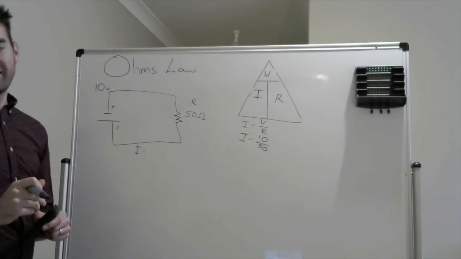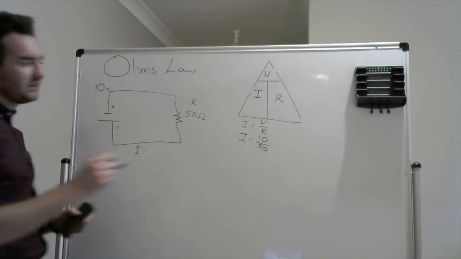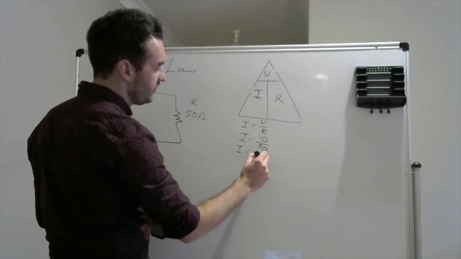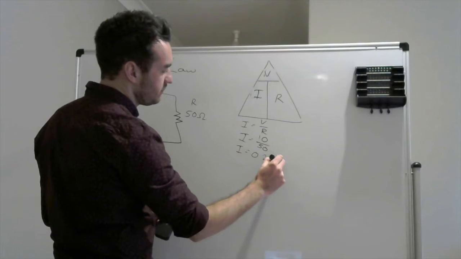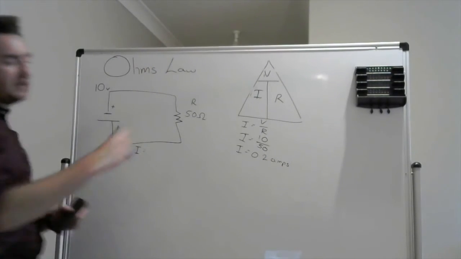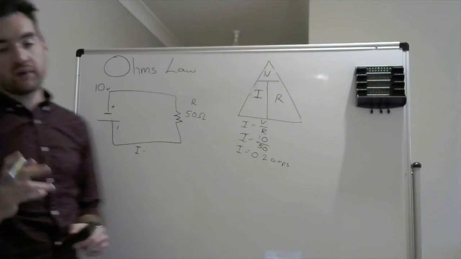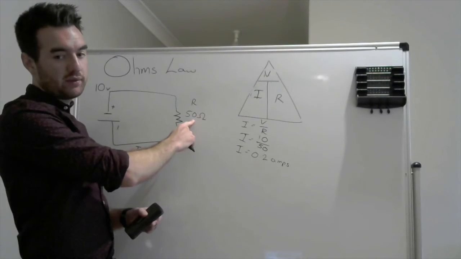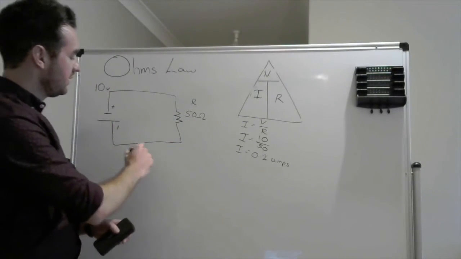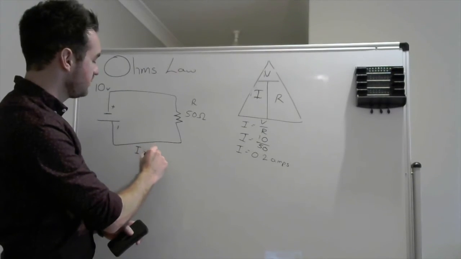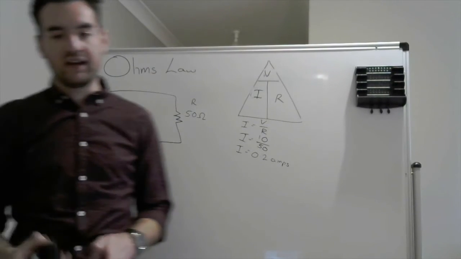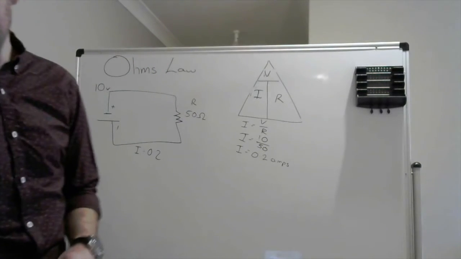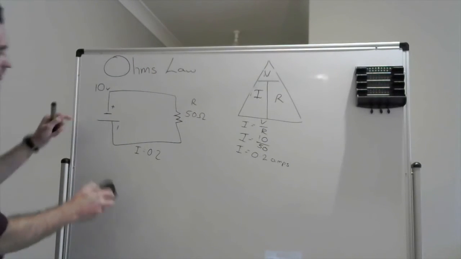Let me pause that and try again. But if you see what we did to the first one, I equals 0.2 amps. And that is the answer we got for the first question. The first question we didn't know the resistance, but we knew that there was 10 volts, I equaled 0.2, therefore we had 50 resistance.